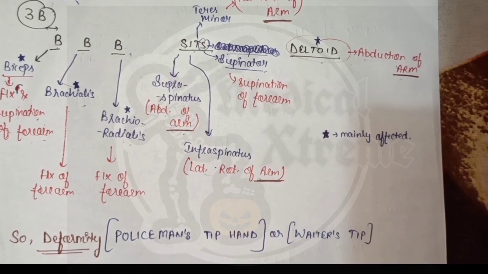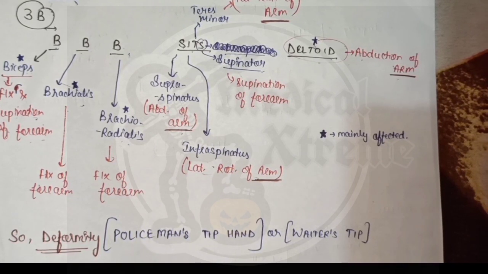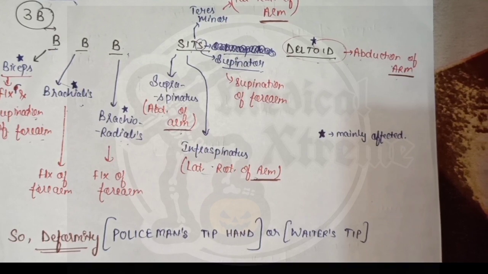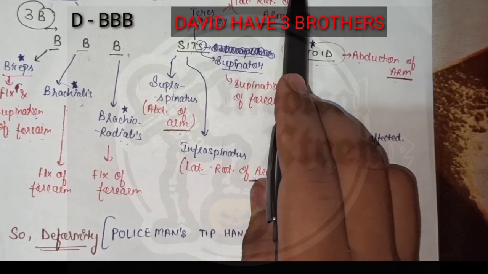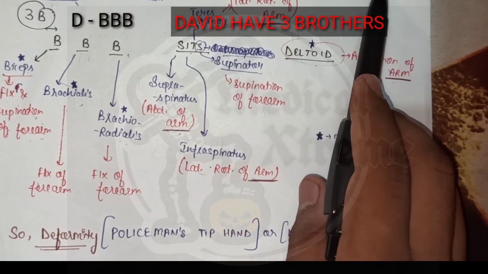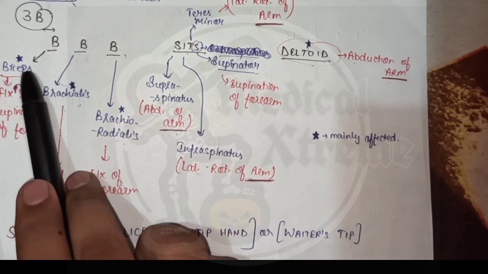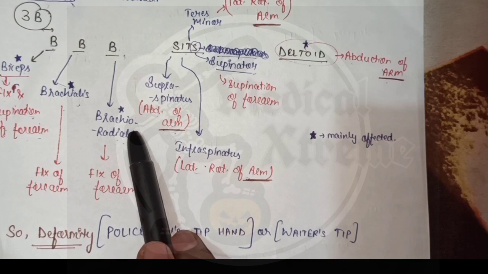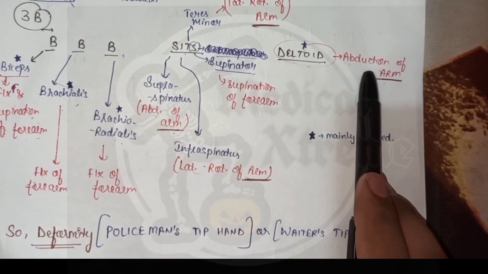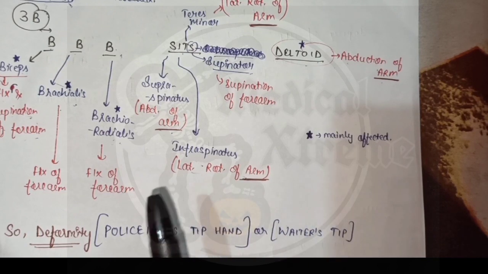Let's talk about the main muscles involved in this injury. There are four muscles involved. What are the four muscles? We have a mnemonic, D triple B. David has three brothers, so 3B, in which the first B stands for biceps brachii, the second B stands for brachialis, the third B stands for brachioradialis, and the D stands for deltoid muscle. So these are the four muscles mainly involved in this injury.